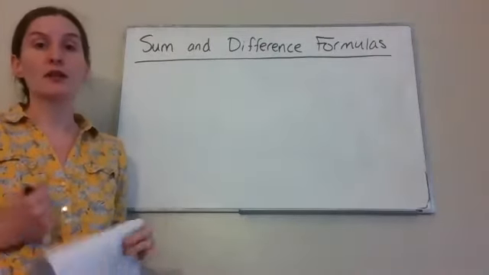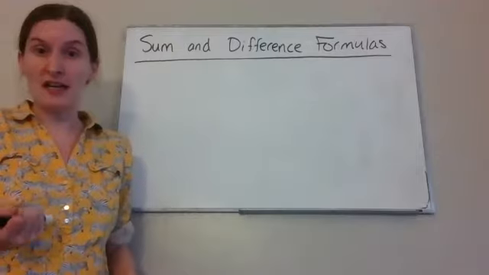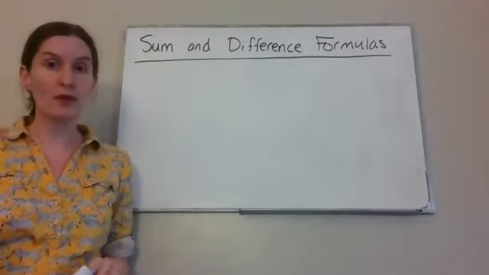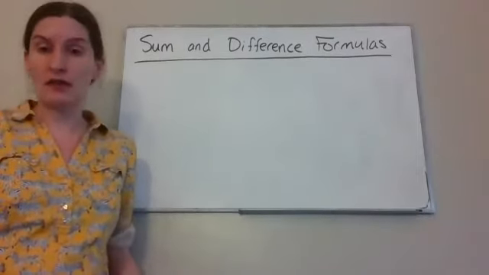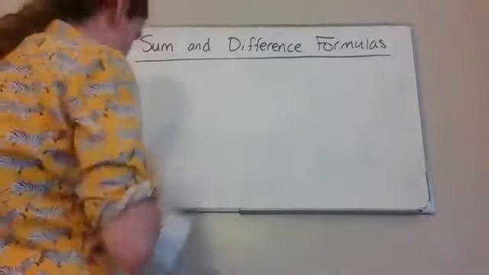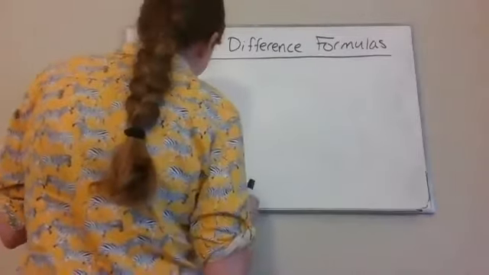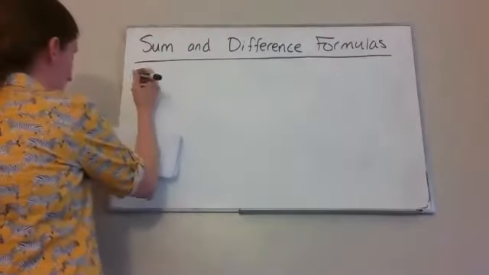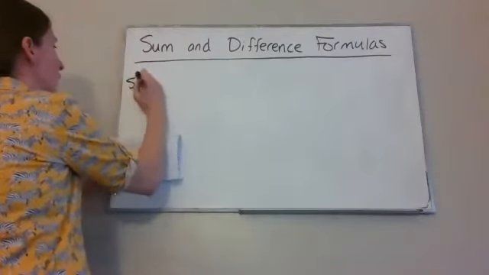In this video, we're going to learn some new trigonometric identities called the sum and difference formulas, and then we're going to do a bunch of different examples applying these formulas. So let's start with writing down the definitions. We have different formulas for sine, cosine, and tangent. So I'm going to start with the sine formulas.